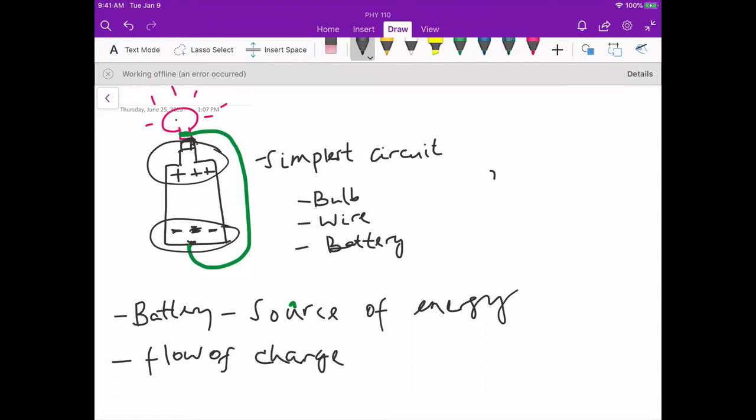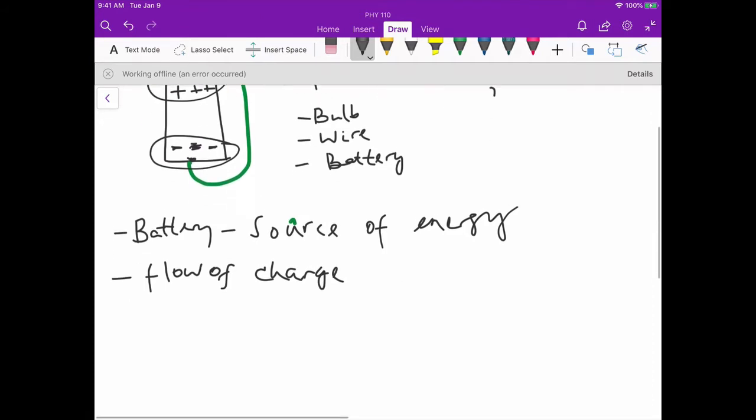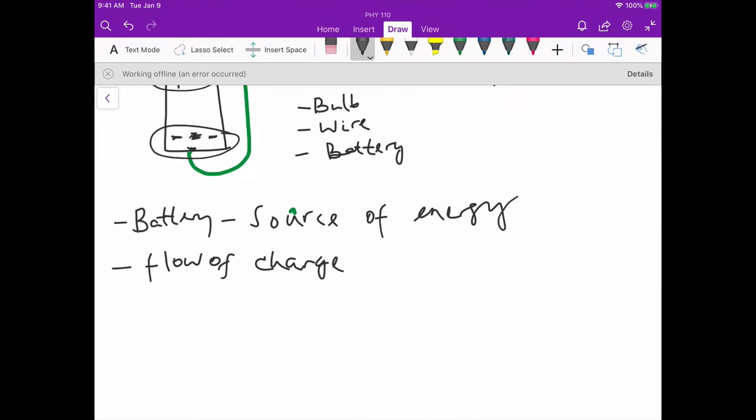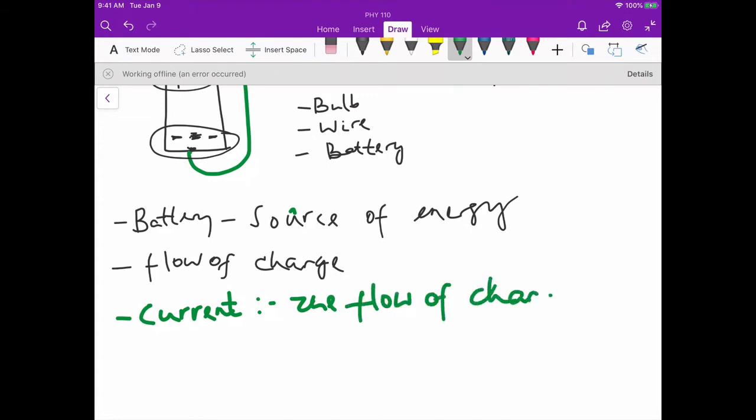Then, if you consider that flow of charge per unit time, that's what is called current. So by definition, current in the battery is the flow of charge per unit time.